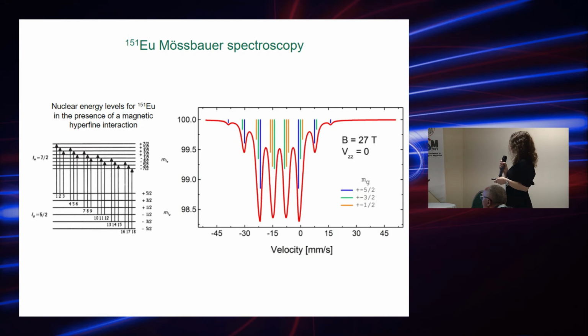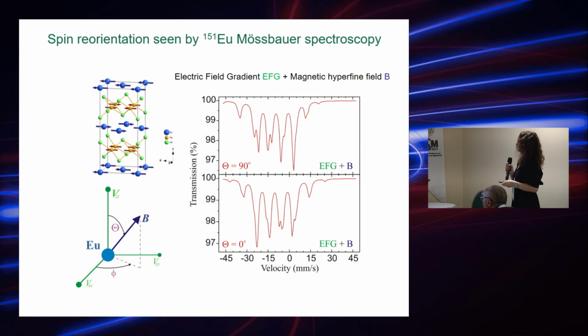But we don't see every line due to the half width of the lines, and here we have a simulated spectrum for a magnetic hyperfine field of 27 Tesla and an electric field gradient of 0. Mossbauer spectroscopy is really sensitive to the angle between the main axis of the electric field gradient and the magnetic moment. What we can see in this simulation.